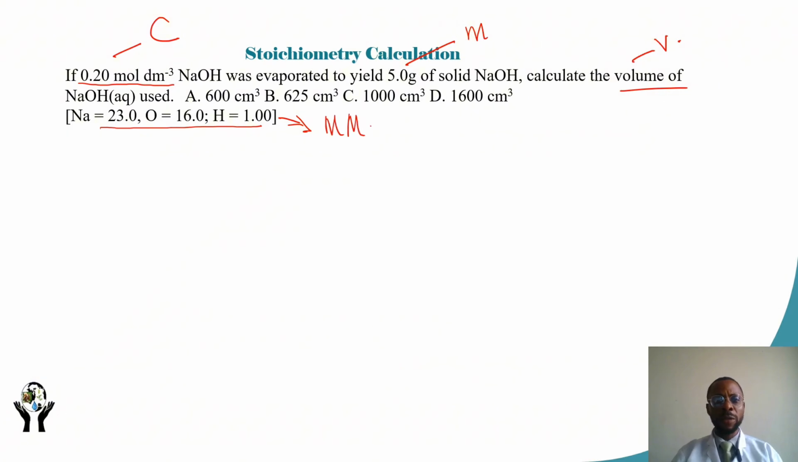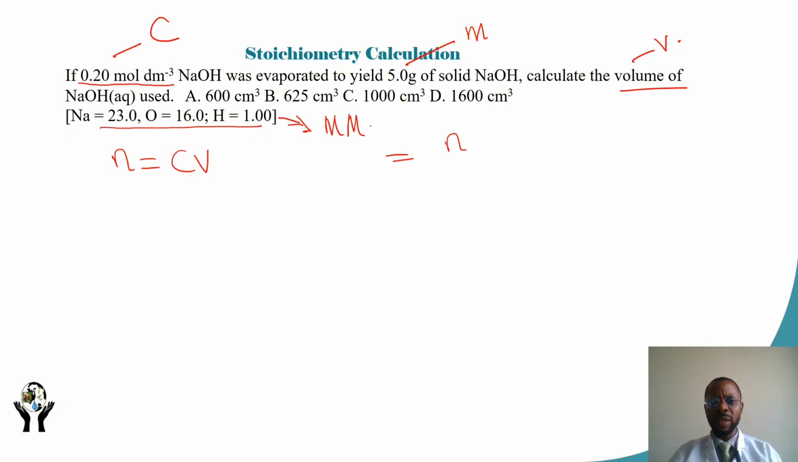So if we are looking for the volume, let's start from saying n equals CV, because we're talking about just one compound there, sodium hydroxide. That should always come to your mind, n equals CV. Then you can work around that. We know our C already. The V is what we're looking for. The n, we're not given directly. So how do we get the n?